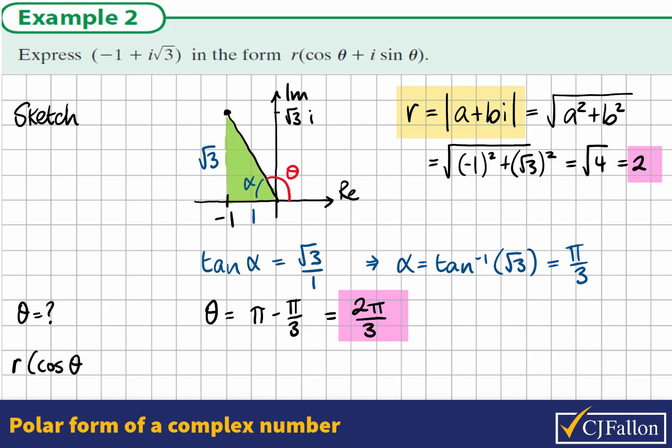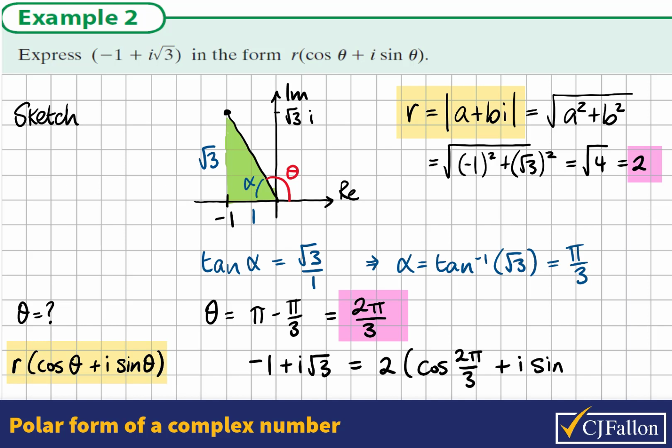So in polar form, when we express this in terms of the argument and modulus, it's r cos theta plus i sine theta. So we write it as 2, that's what our r value is, by cosine the angle 2 pi over 3 plus i sine the angle 2 pi over 3. That's how we express a number in polar form.